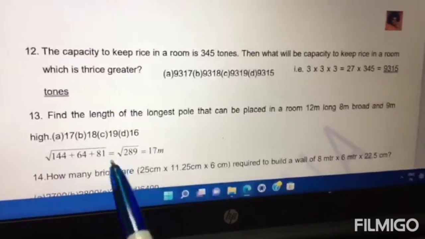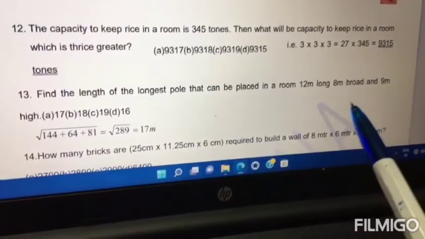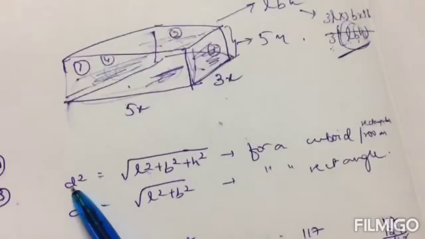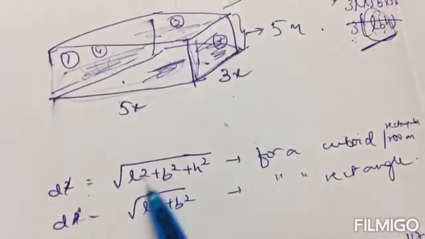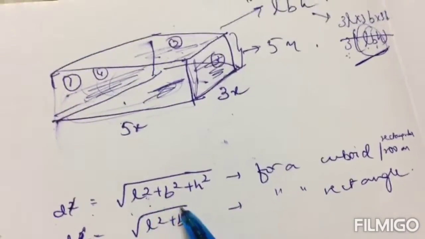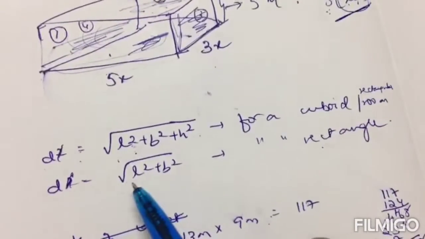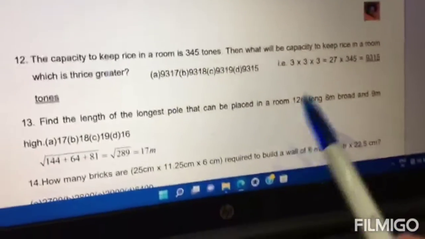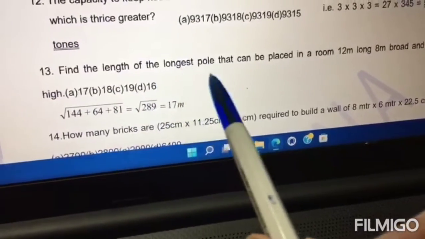Now find the length of the longest pole that can be placed in a room 12 meters long, 8 meters broad and 9 meters height. For a cuboid, the diagonal is equal to square root of length square plus breadth square plus height square. In a rectangle, the diagonal is square root of length square plus breadth square. So here we are talking about a room where you are giving length, breadth and height. Find the length of the longest pole.